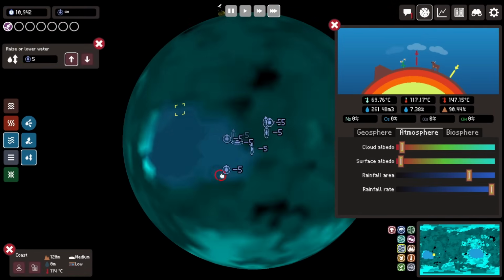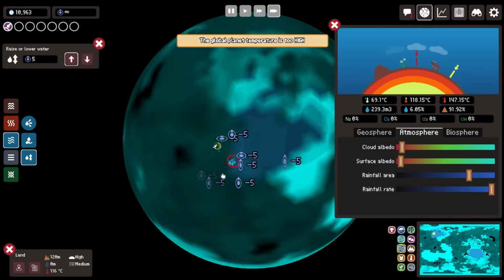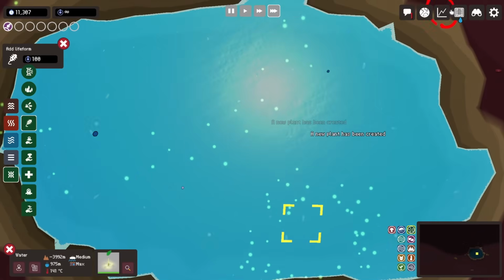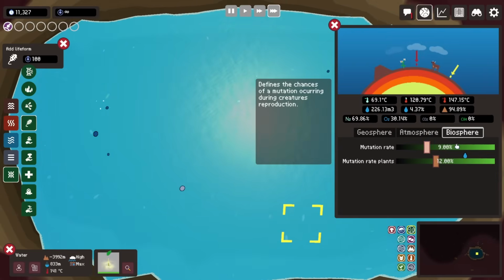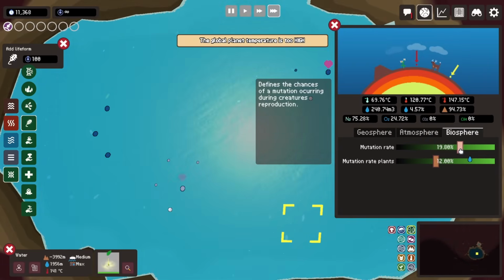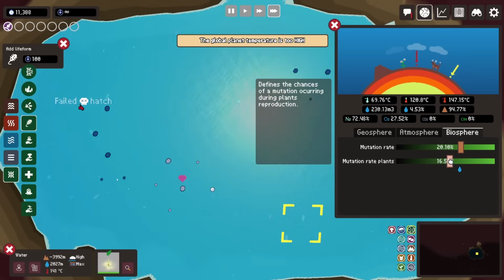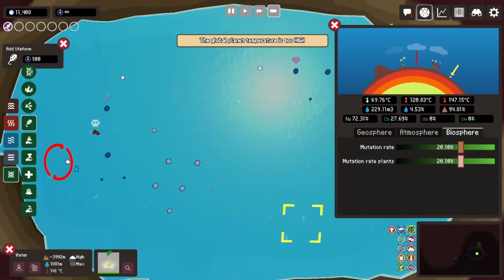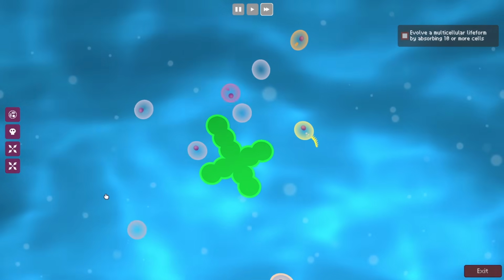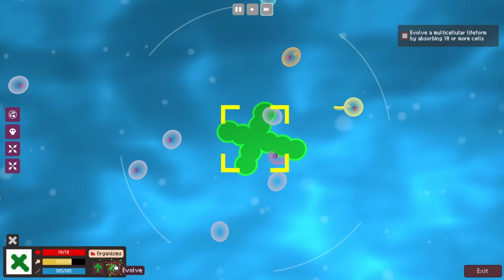I continued tweaking the raised water until I was satisfied with the levels of moisture, but this planet is quite set. As soon as I started to place some creatures and plants, I put the mutation rates up to 20% because we probably need a good level of mutation for life to make it out. And of course, we did have to play the cell stage to create our first fungi.